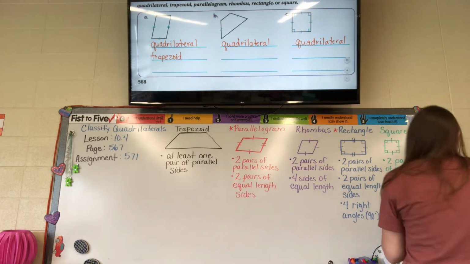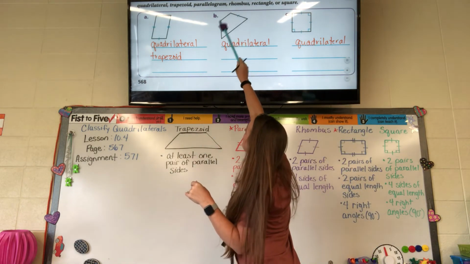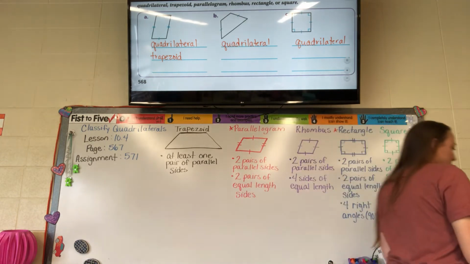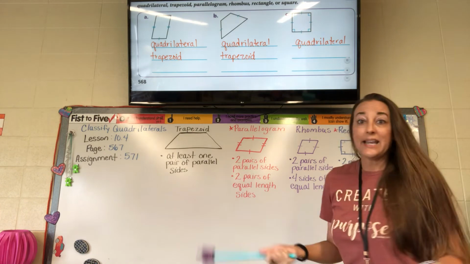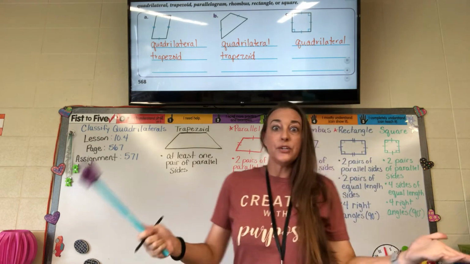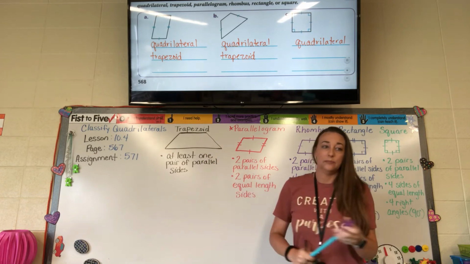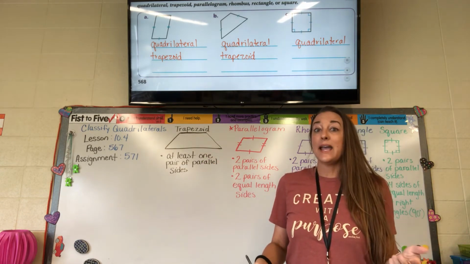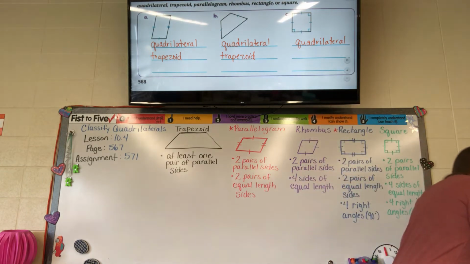Okay, if we look at B, does that guy have at least 1 pair of parallel sides? Yes, it does. This line segment and this line segment. So that would also be a trapezoid. And then on C, does C have at least 1 pair of parallel sides? Yes, it does. So C is a trapezoid too. That's what gets me confused, because when I think of trapezoid, I think of this guy, okay? But technically, as long as it has at least 1 pair of parallel sides, it is a trapezoid. So C is also a trapezoid.